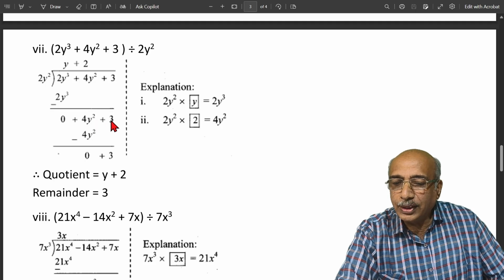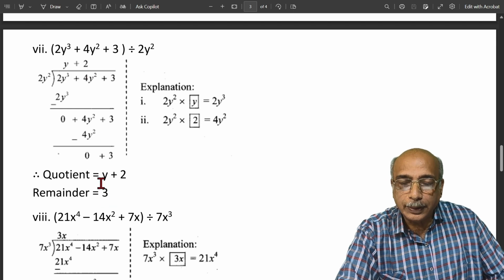4y square plus 3. Now which will go 2 into 2, 4 y square. So plus it must be. So plus 4y square. When we divide minus sign, then it will come remainder equals to 0. Bring down the third term. Now third term, please concentrate here. It is only plus 3. No y square, y term is there. So here we are not going to simplify further. Here the quotient will be only y plus 2 and remainder will be 3.